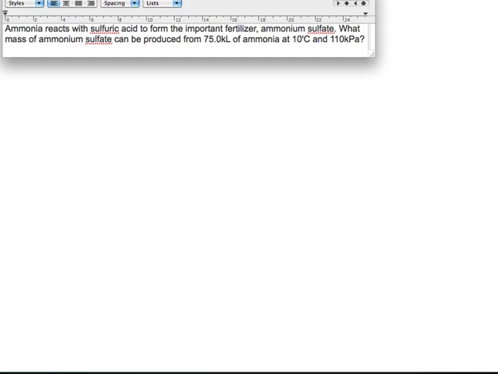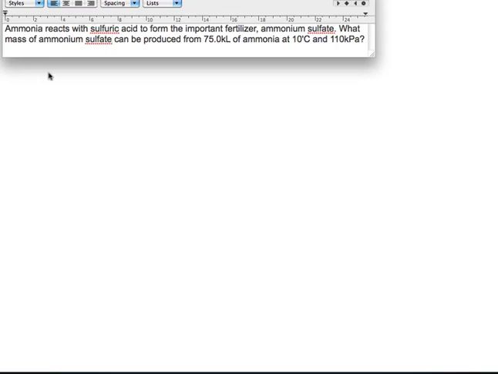Ammonia reacts with sulfuric acid to form an important fertilizer, ammonium sulfate. What mass of ammonium sulfate can be produced from 75 kiloliters of ammonia at 10 degrees Celsius and 110 kPa? So let's state all our variables down.